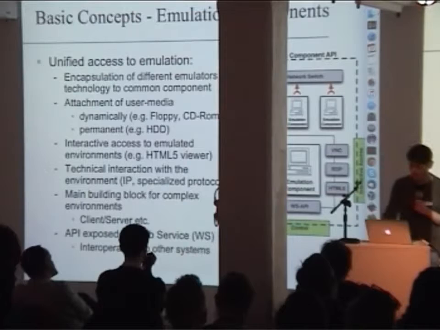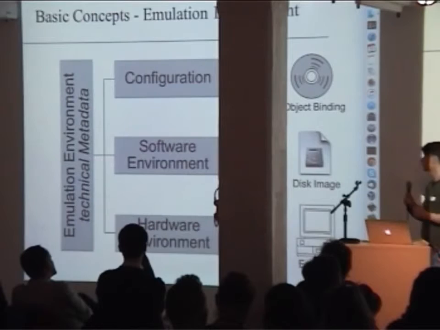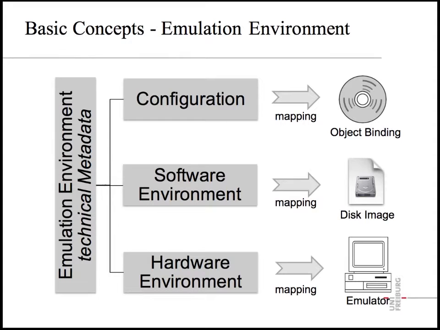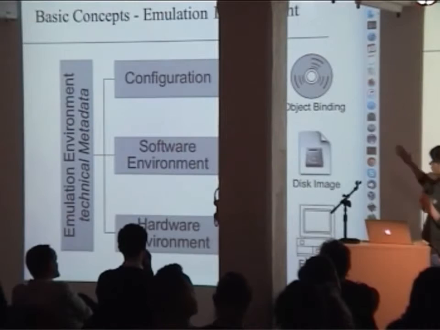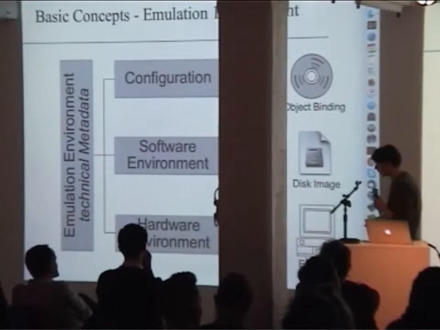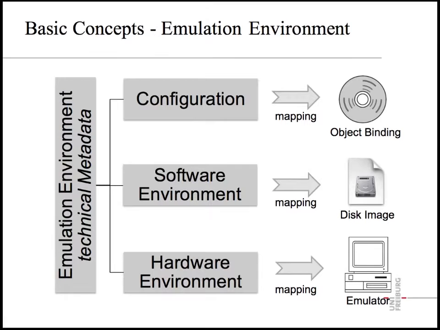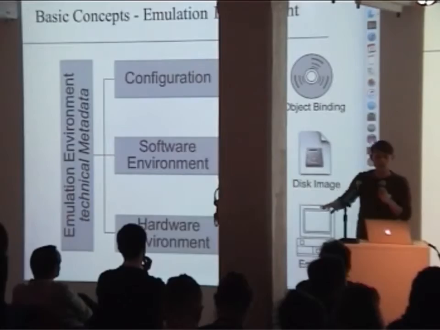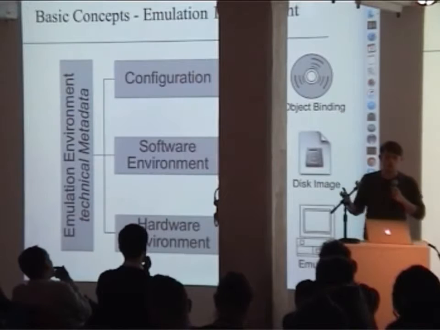And the second thing we have done is what we call the emulation environment. That's technical metadata. It's just a piece of XML, consisting of three components, which we distinguish and keep separate. The lower part describes the hardware environment, so the hardware features. The middle one describes the software environment, the software runtime. And the top part is the user configuration part.